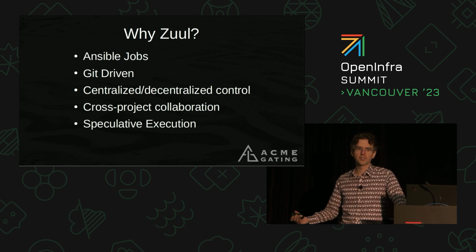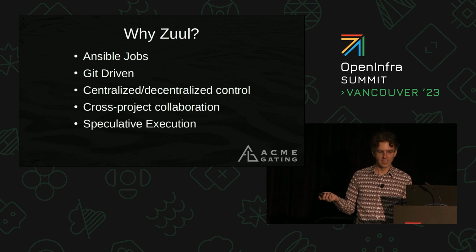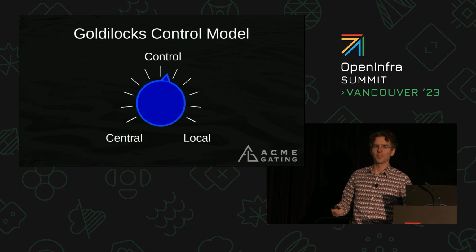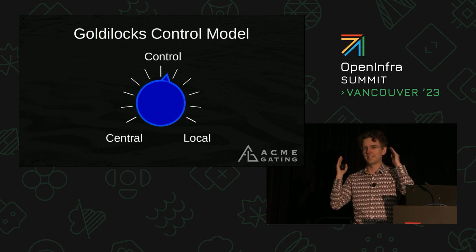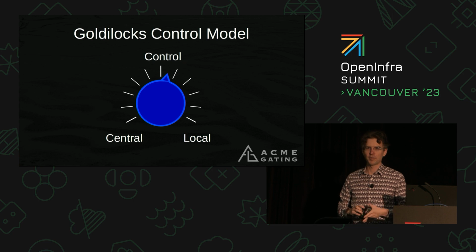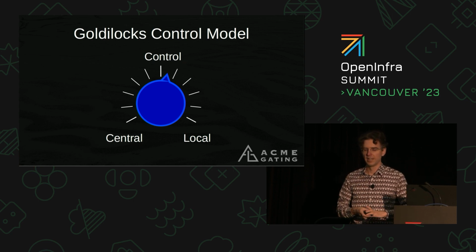Zuul allows centralized or decentralized control. So you know what, actually, I'm gonna skip ahead of here. So I've got what I call the Goldilocks control model, right? Where maybe you want everything to be centrally defined. You've got a CI team and they do everything. You can do that with Zuul. You can say these are the job definitions, these are the repos where those are.